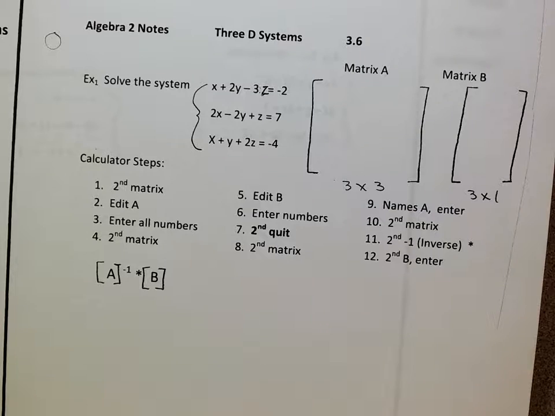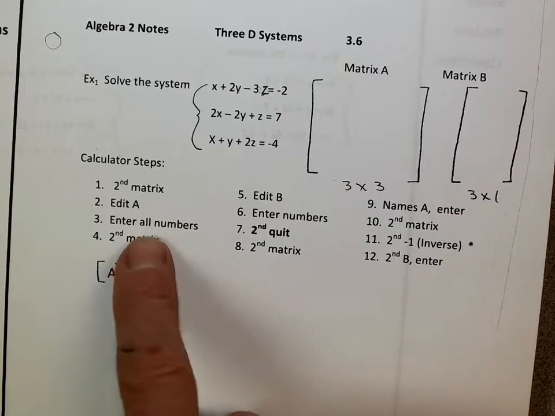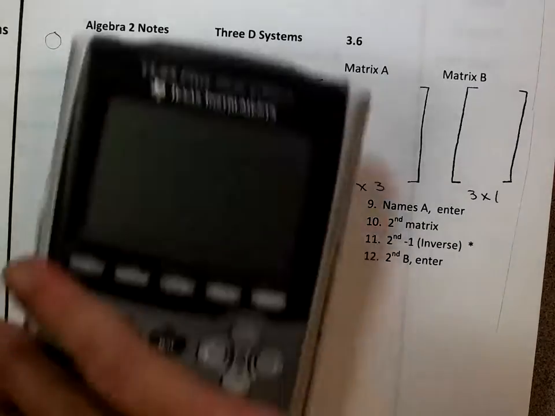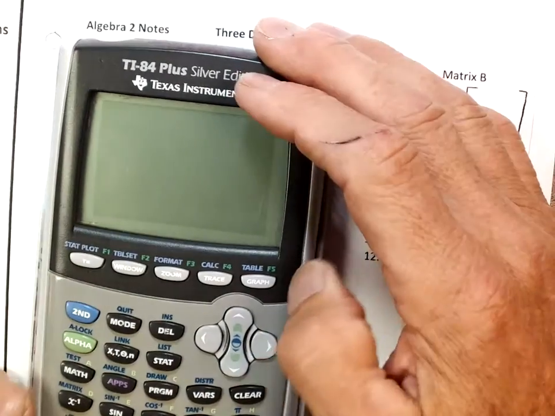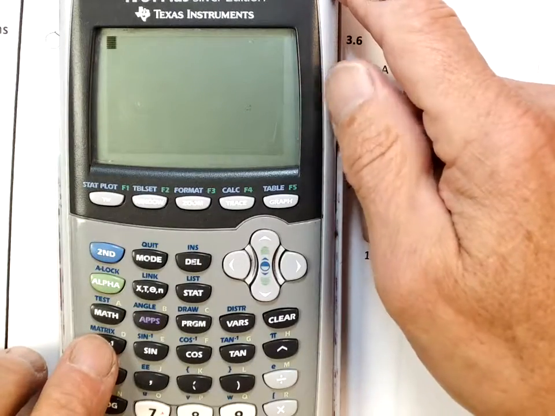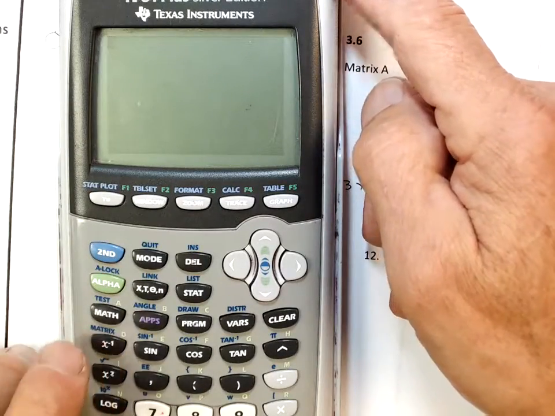So let's see. There are steps here, okay? Step 1 says matrix. We've got to find the matrix button in our calculator. The matrix button is found right here in blue by the x, the -1. You guys see it right there? So that's where we're going to operate.